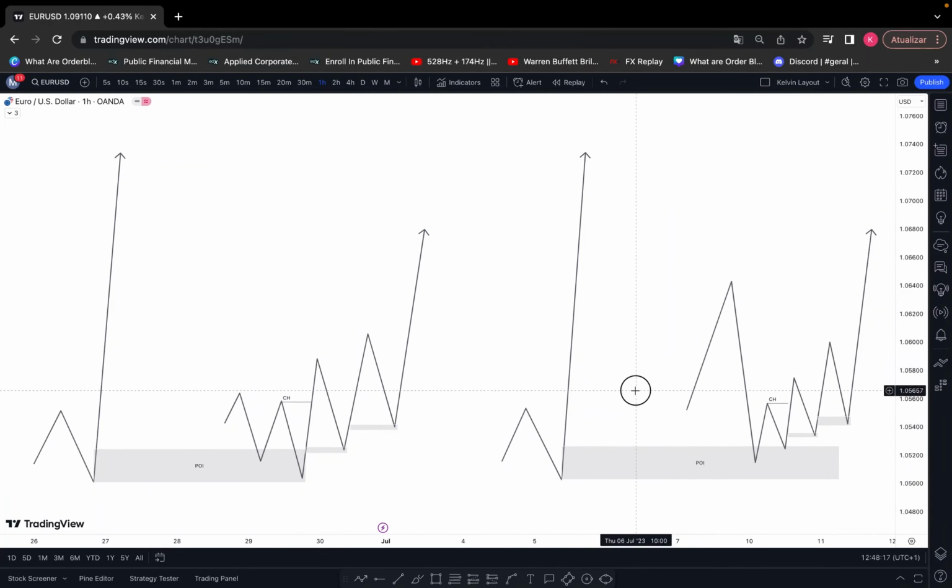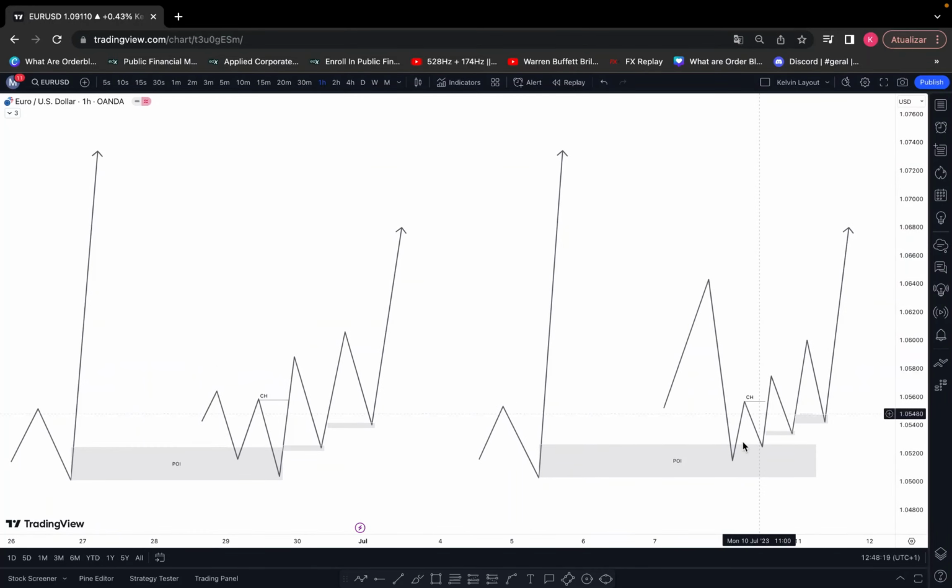Now, the second one is this right here at the right. If you look at the structure here, if you tell me the swing structure, you will say that the swing structure is bearish, right?